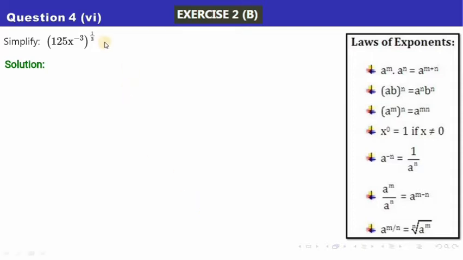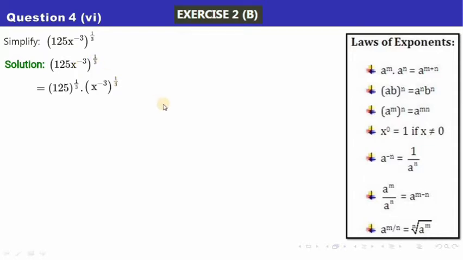Let's take sub number 6 from question number 4. You need to simplify this. If you see here, this 1 by 3 power is there, no? Using this law, this power n is for both a and b, so it is a to the power n, b to the power n. I'm going to do the same here. I'm writing 125 to the power 1 by 3 into x to the power minus 3 whole to the power 1 by 3.